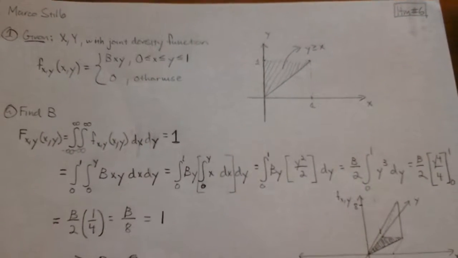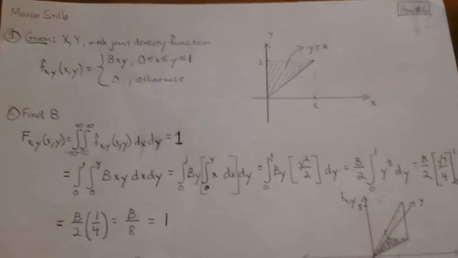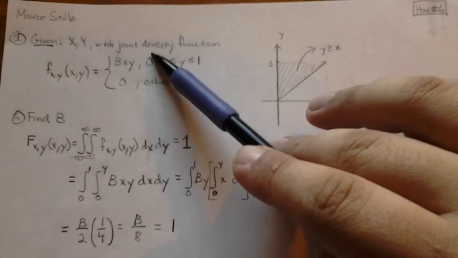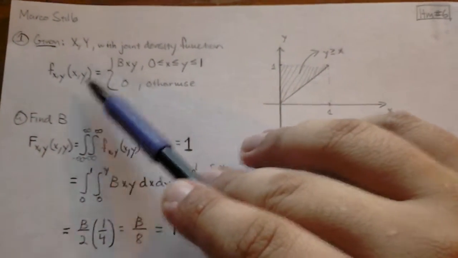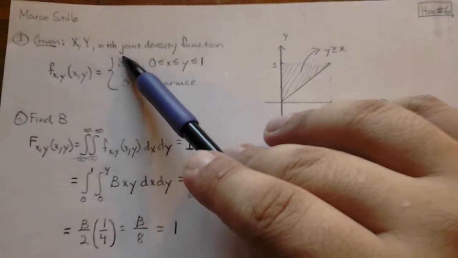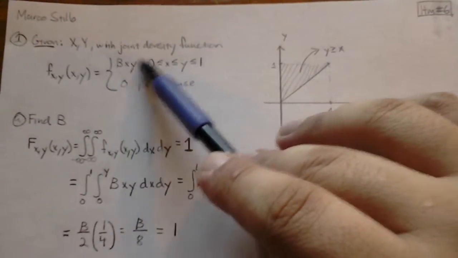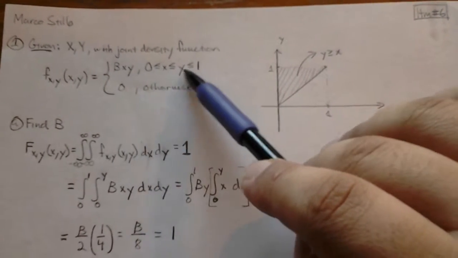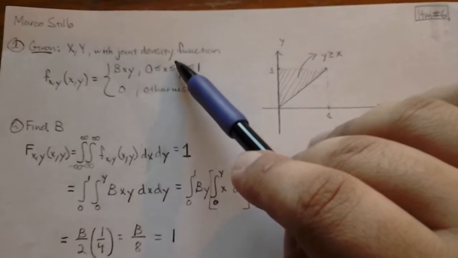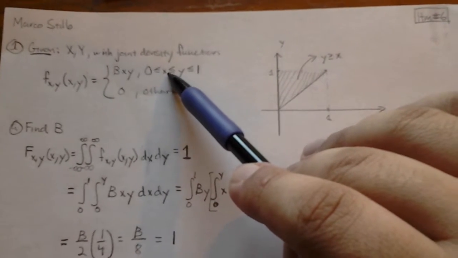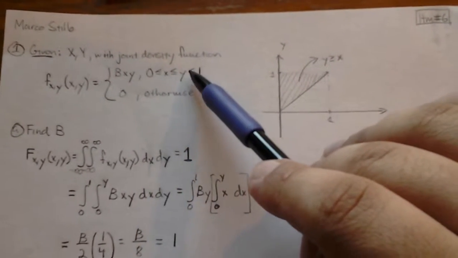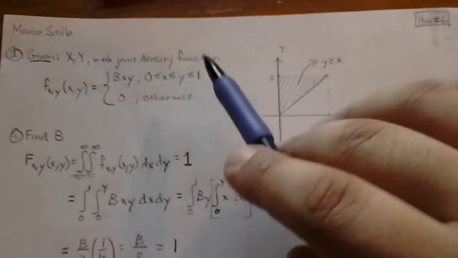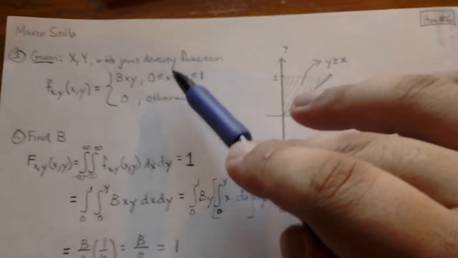All right. Today we're going to be doing problem number 1 of homework number 6. What we're given in this problem is basically a joint density function defined right here, whereby we have some unknown beta times xy defining the region between 0 and 1, where x is between 0 and 1 and y is between 0 and 1, but more importantly, x is less than or equal to y in this case, okay?